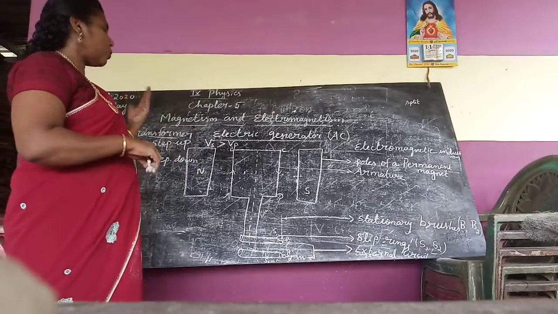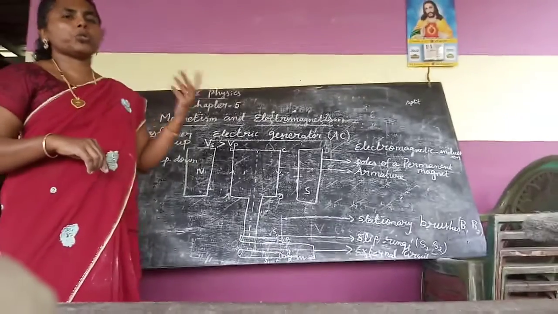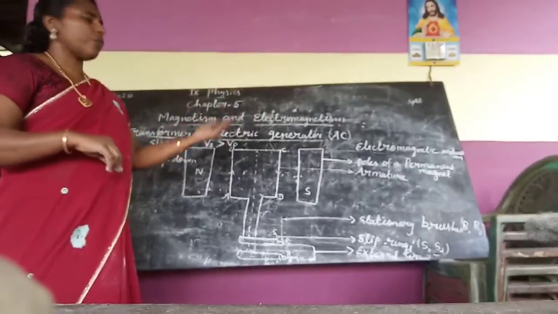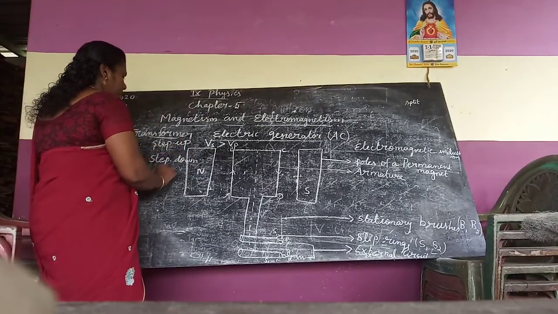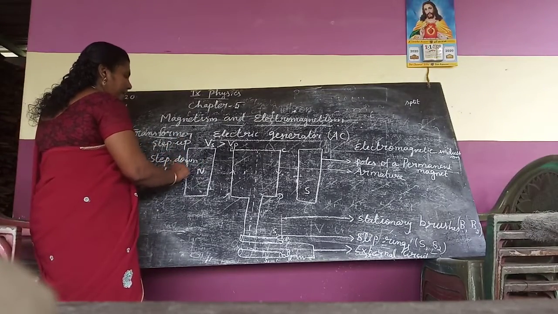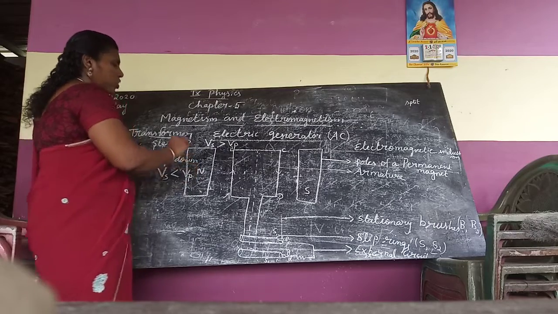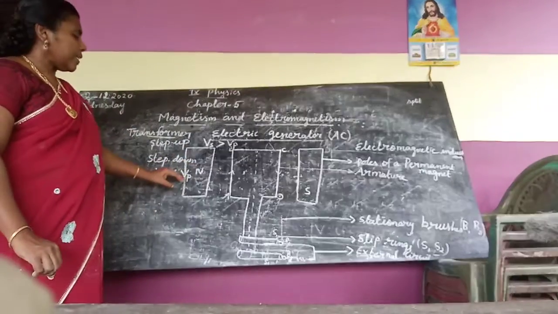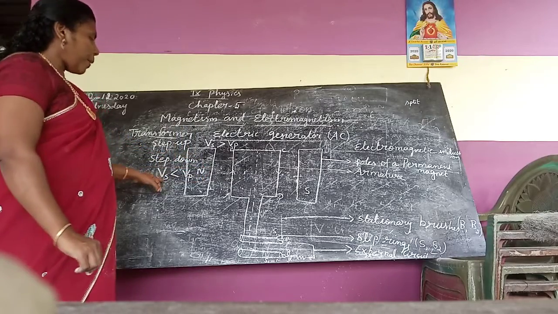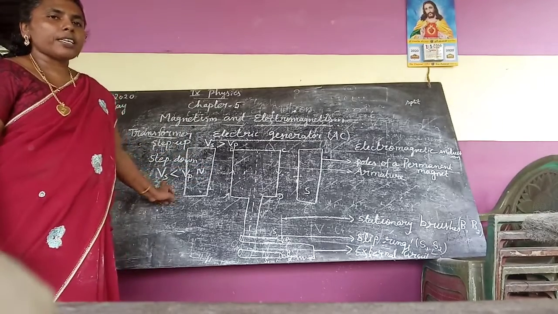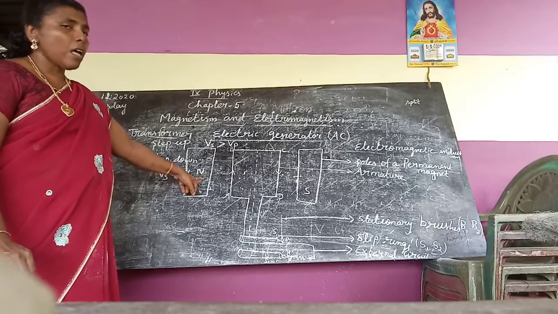A step down transformer is used to convert high alternating voltage to low alternating voltage. So we can write this: Vs is less than Vp. The number of turns in the secondary coil is less than the number of turns in the primary coil.